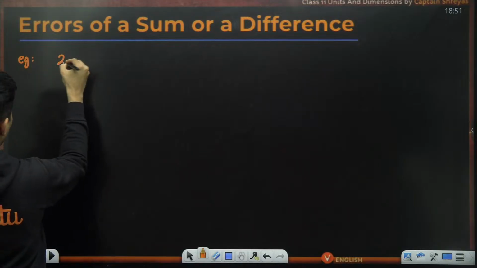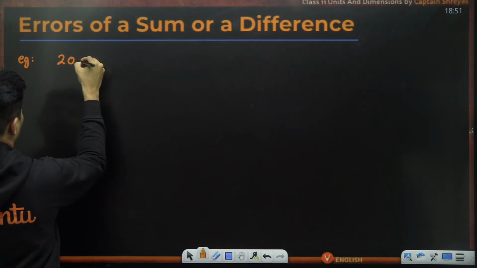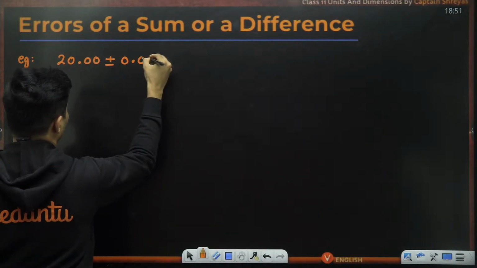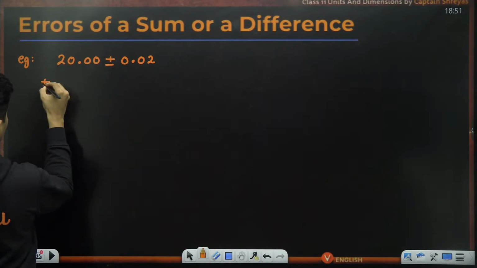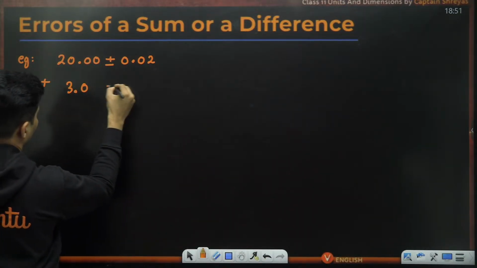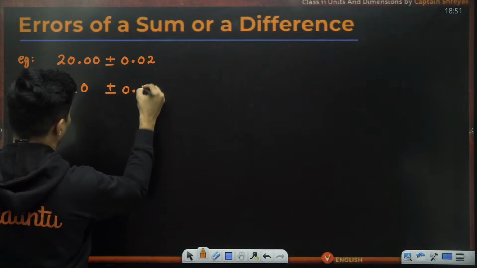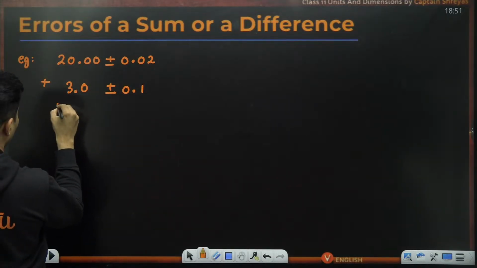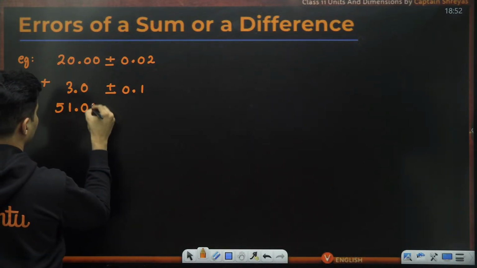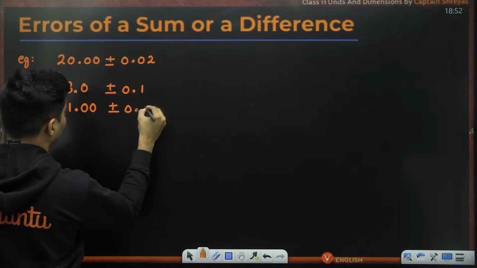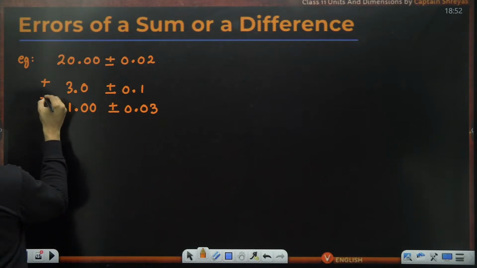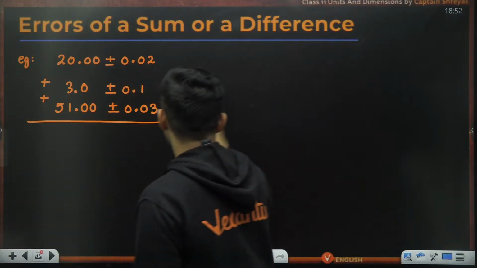Example. 20.00 plus minus 0.02, plus 3.0 plus minus 0.1, plus 51.00 plus minus 0.03. Okay, these are the numbers which you need to add. Let's see what your answer will be.